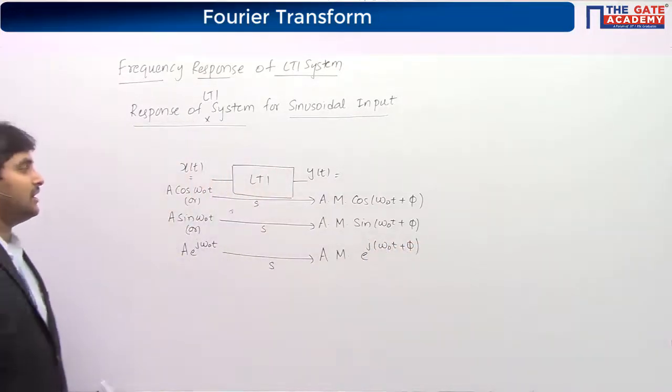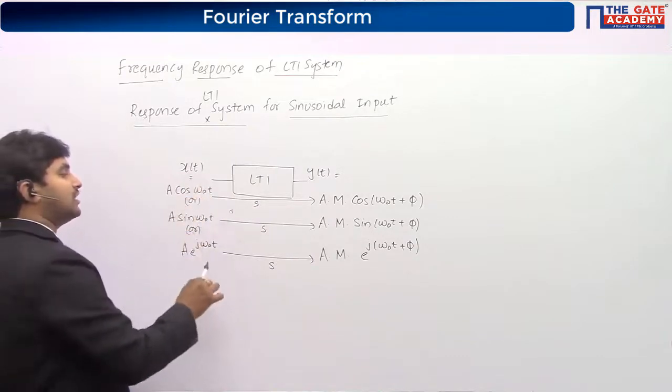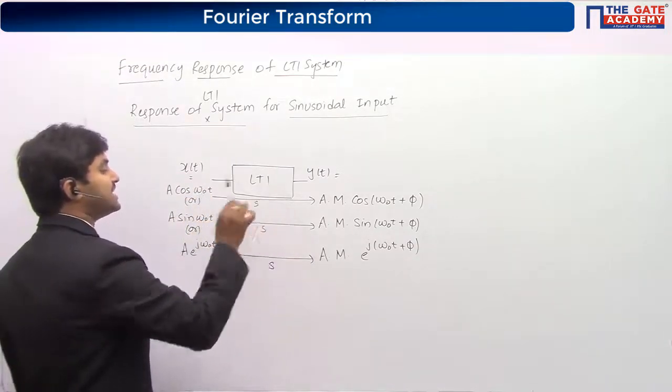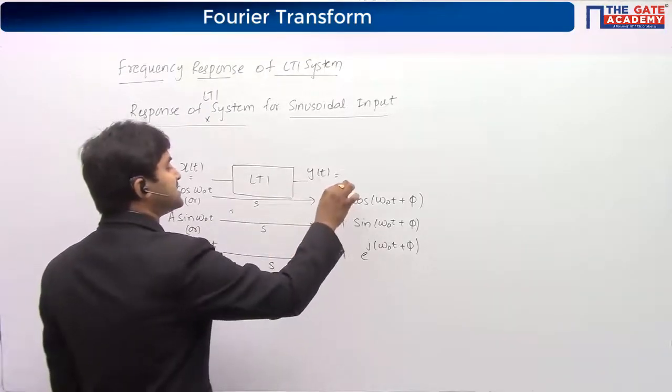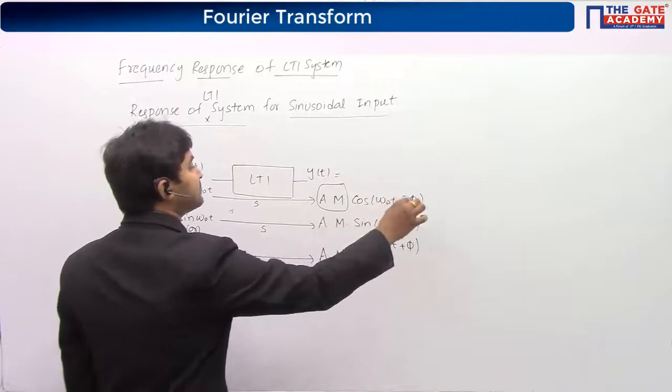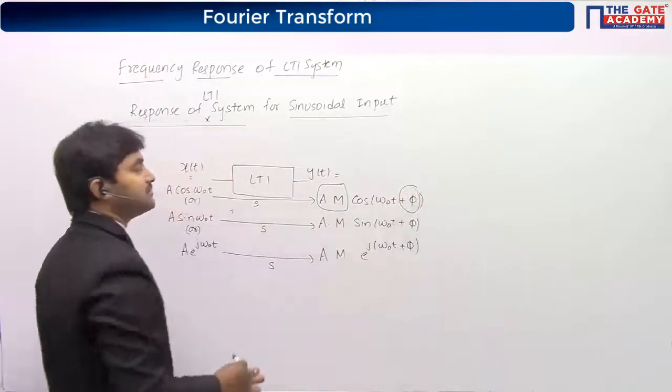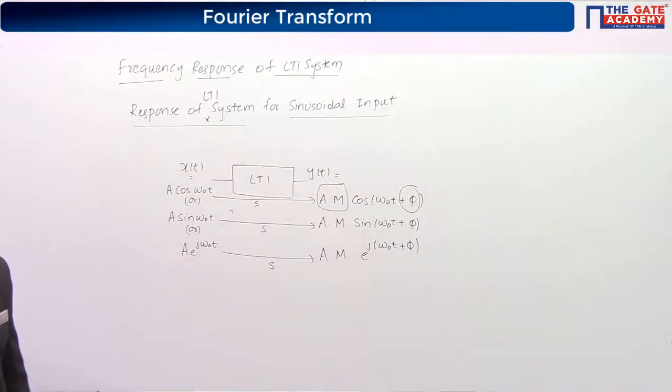So what is happening here? When you pass your sinusoidal input through the system, which is an LTI system, the output is also a sinusoid with some change in the magnitude and with some change in the phase.